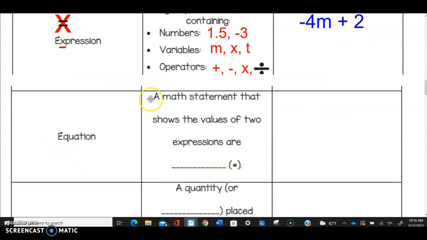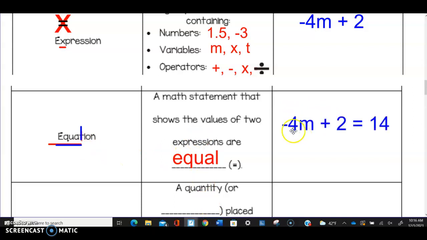An equation is a math statement that shows the value of two expressions are equal. So equation, if you look, it almost has the word equal hidden in it, right? The t there. An example of an equation, we have negative 4m plus 2 equals 14. In this case, we could move forward and we could solve for m. So that's one of the things we're going to work on this unit.